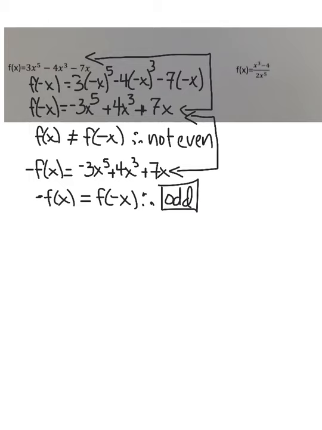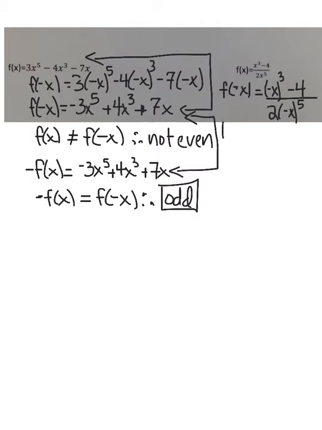Okay, last one, this fraction over here. So I am going to start by doing f of negative x. So I'm going to put in a negative x in that numerator there and cube that, minus 4. And then in the denominator, 2 times negative x, and that's going to be raised to the 5th power.